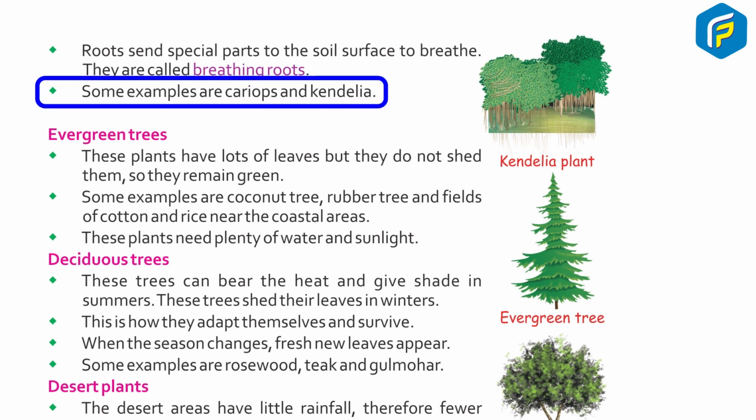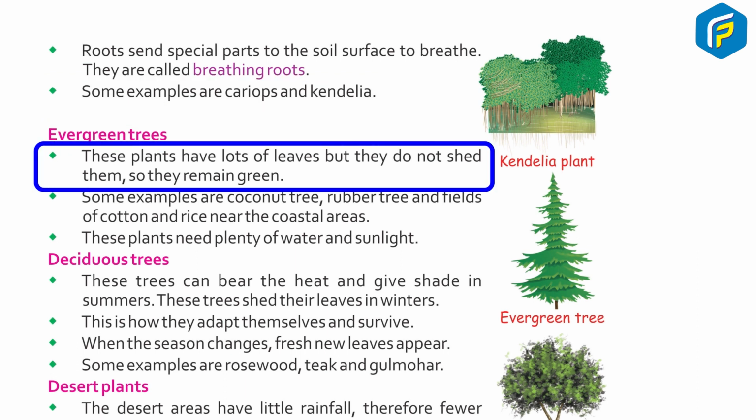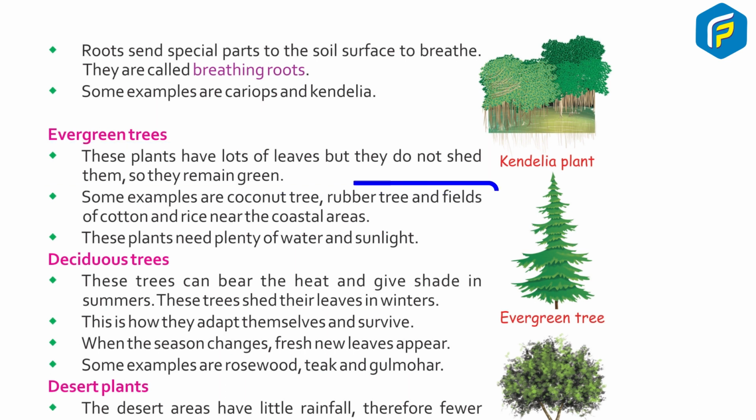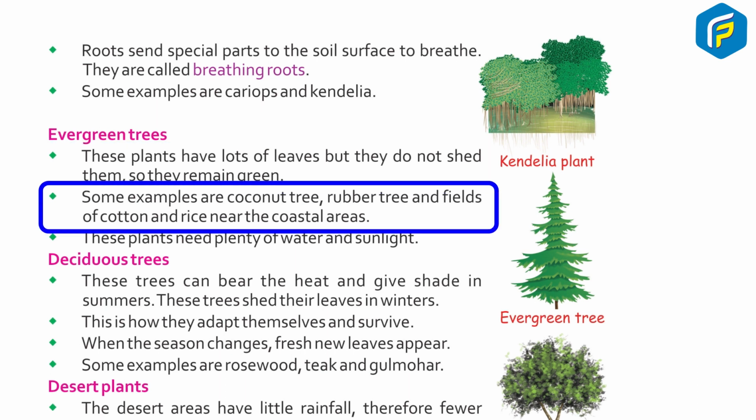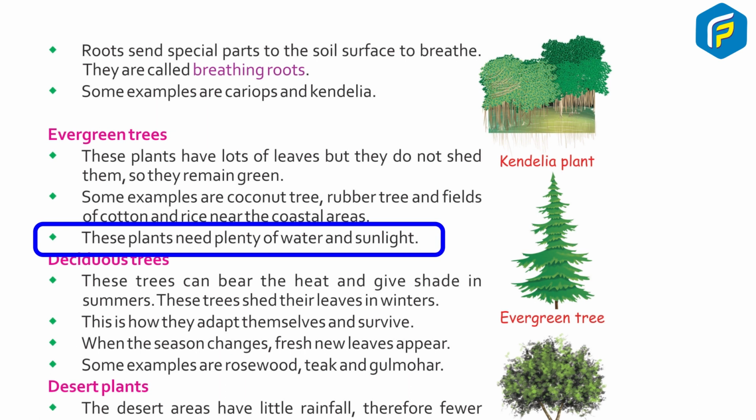Some examples are calypso, candela, evergreen trees. These plants have lots of leaves but they do not shed them so they remain green. Some examples are coconut tree, rubber tree and fields of cotton and rice near the coastal areas. These plants need plenty of water and sunlight.